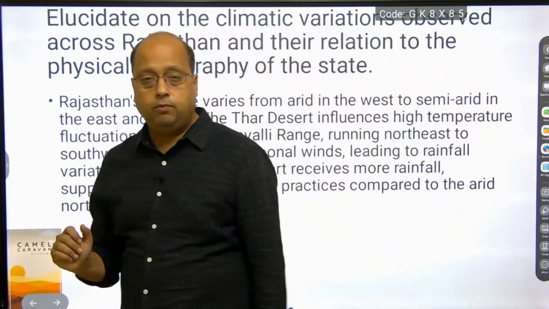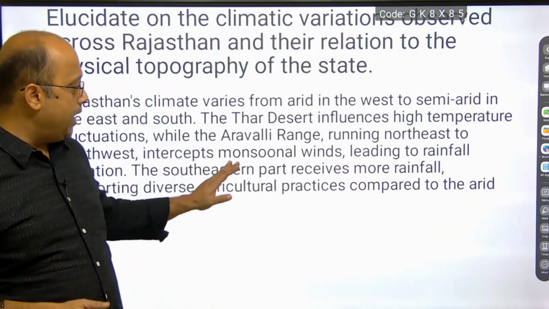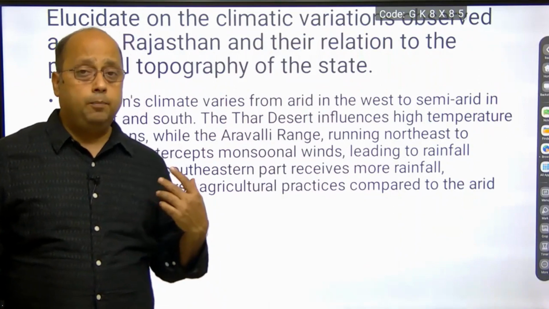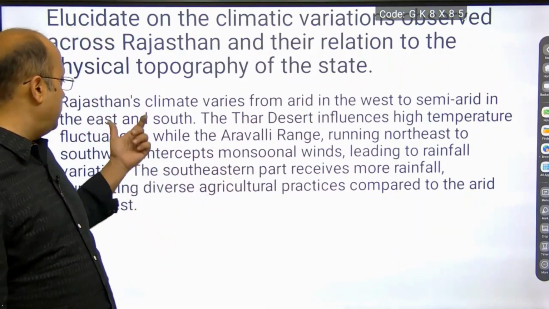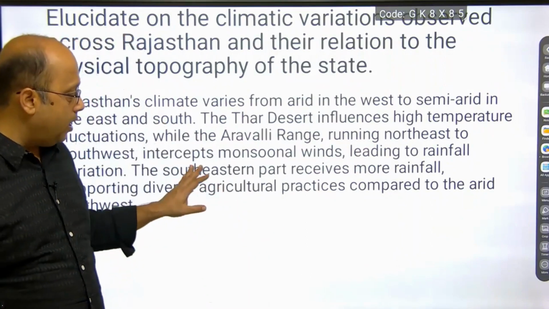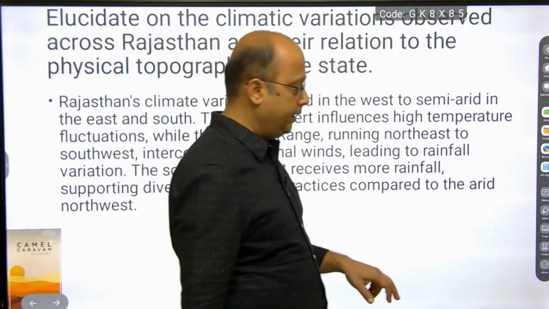Now, if you see this question, you will find that we have described what role Thar plays. Thar plays a role in fluctuating the temperature. Aravalli determines the rainfall pattern. So that is how these two are interrelated.